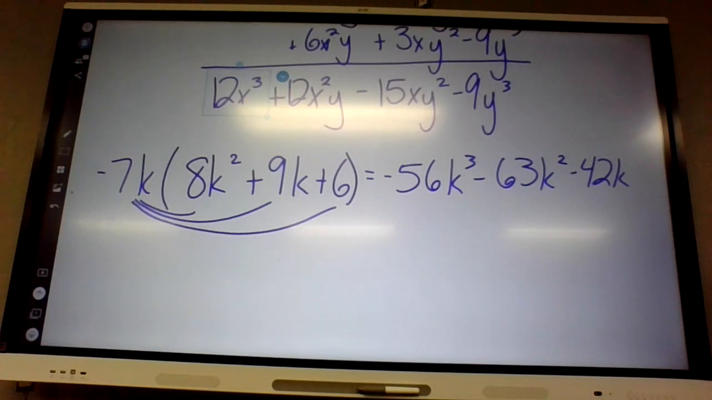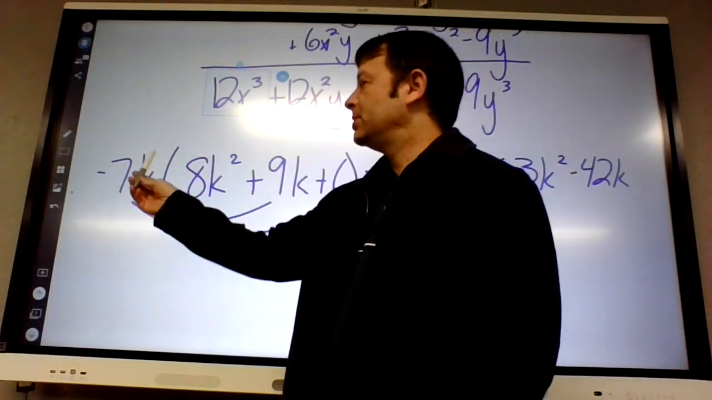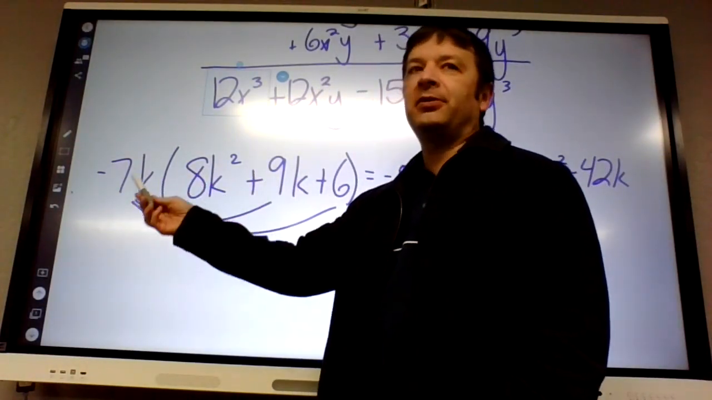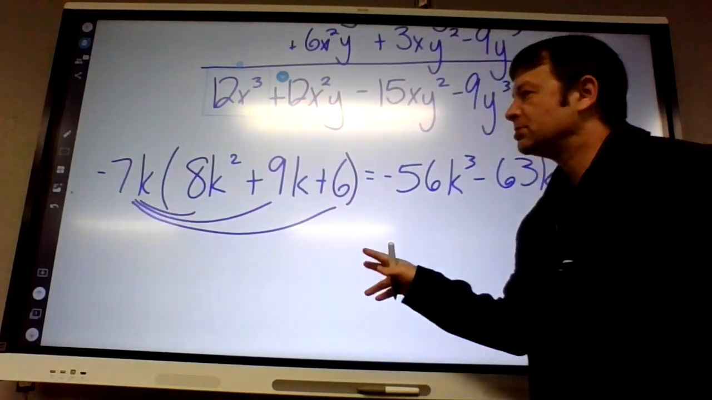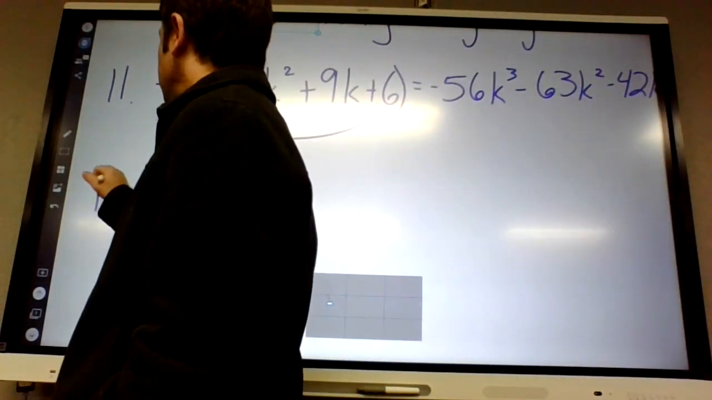We're back to these. What makes it easier is that it only has one term over here. That's what makes it easy. So you only have to multiply by one thing to all these.